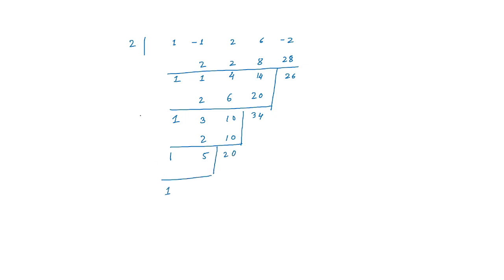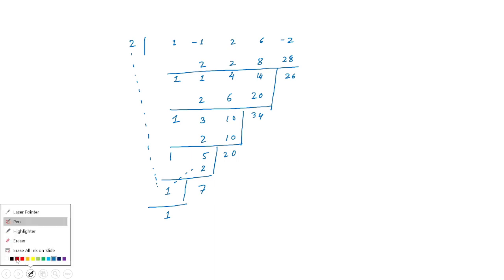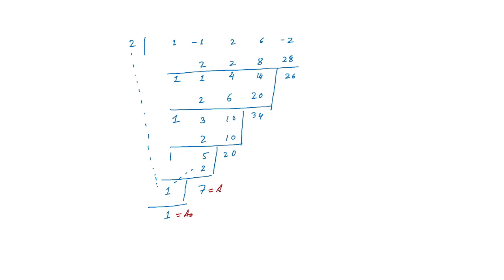Now 1 is here. So 2 into 1, 2. That is 7. Next one. So now what will be our A0, A1, A2 and A3, A4? That we need to determine. So this will be our A0. This will be our A1. This will be our A2, A3 and A4. That is determined with the help of synthetic division.